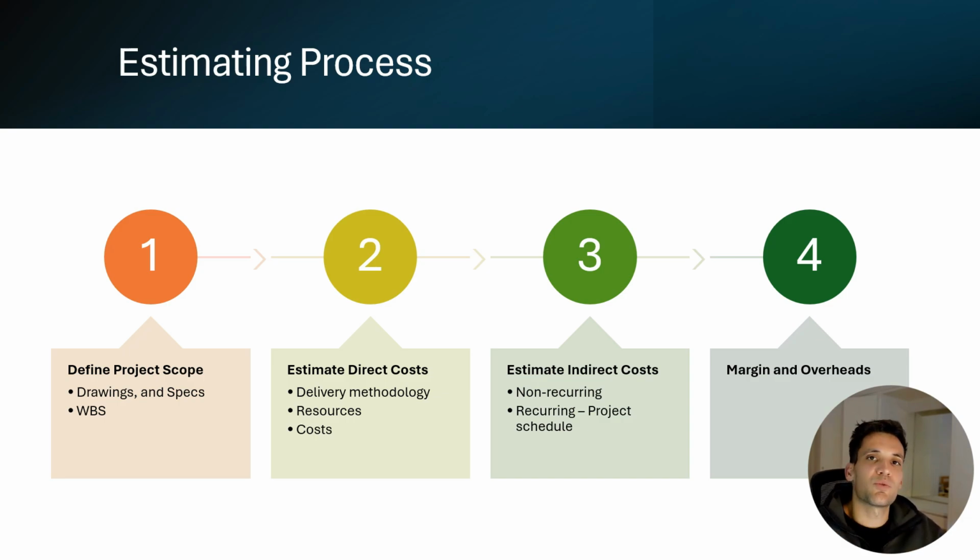And then using this, we're going to create a work breakdown structure. Now, work breakdown structure is a hierarchical decomposition of the project scope that basically helps us understand and define the project in detail.